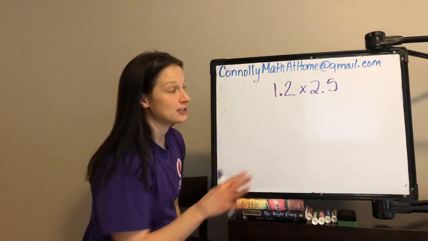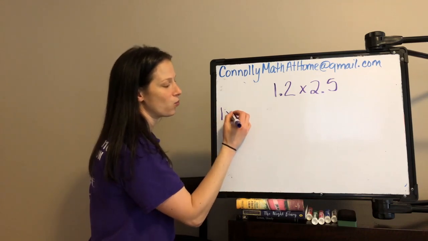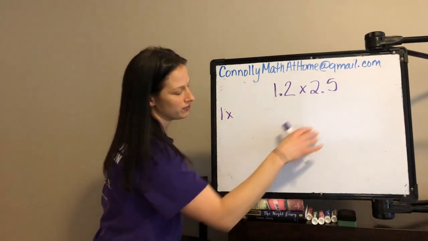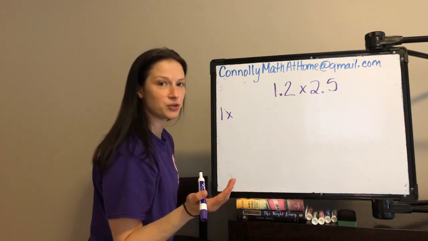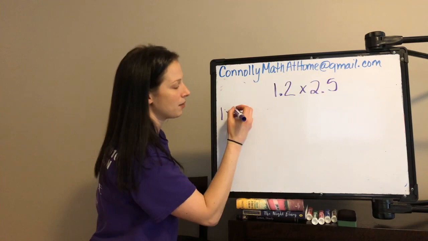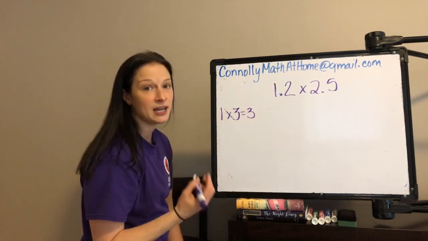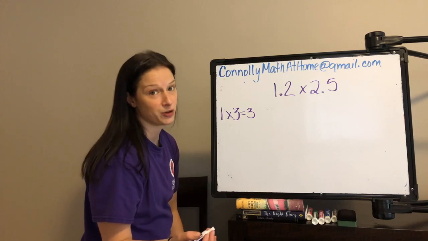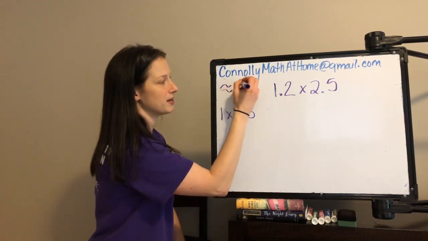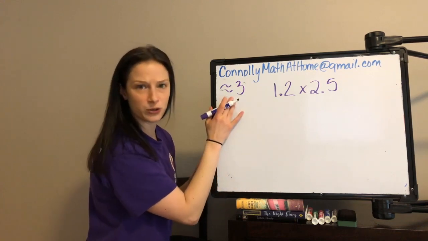I've got to estimate. So I'm thinking that 1 and 2/10 is close to the number 1. I'm thinking about 2 and 5/10. I could round that to 3, but I just want to remember that I did round up pretty far. And so I'm thinking my estimate would be somewhere around the number 3. So I'm going to put my estimate up here as 3. I'm just taking notes so I don't forget.